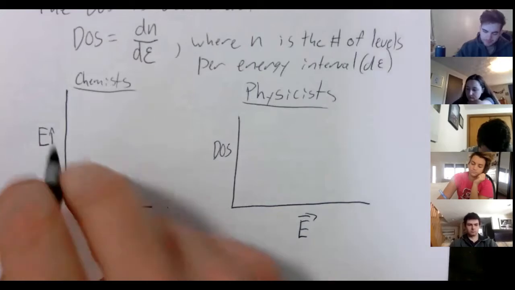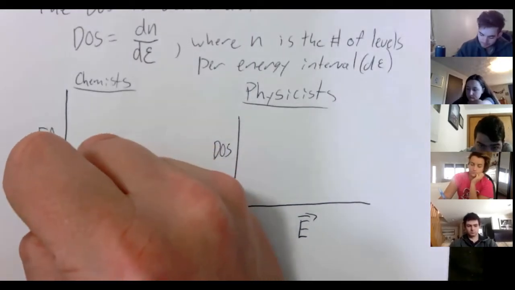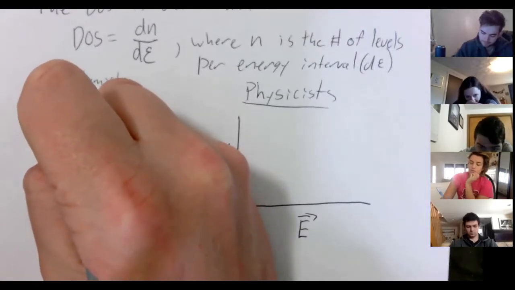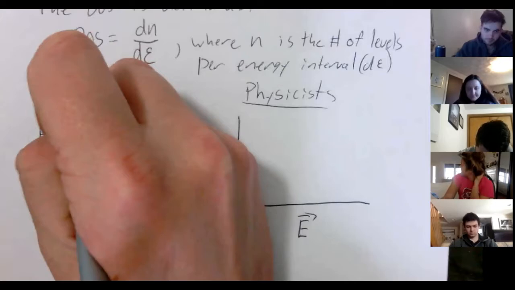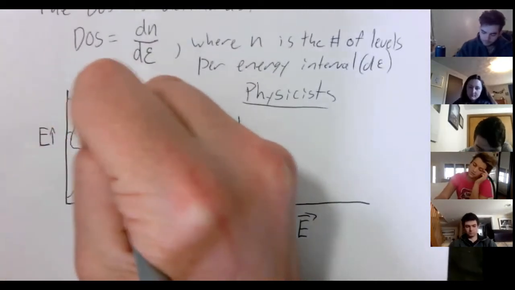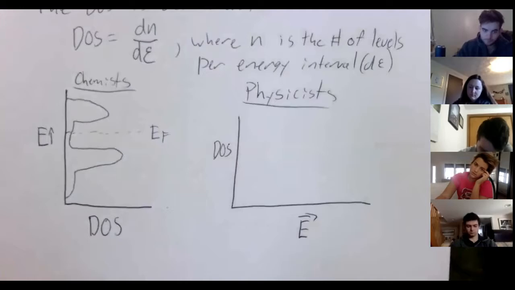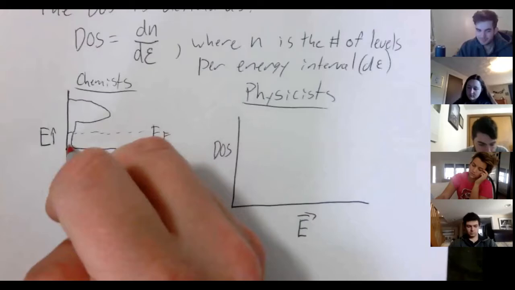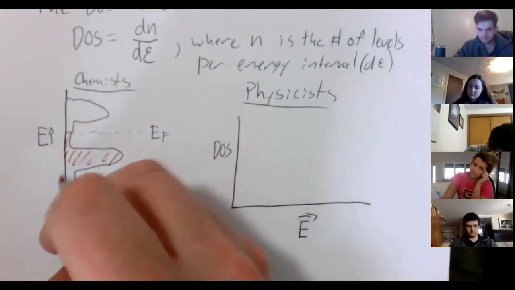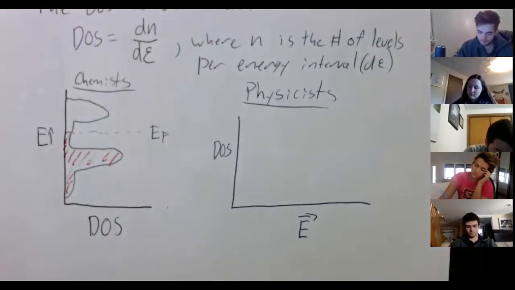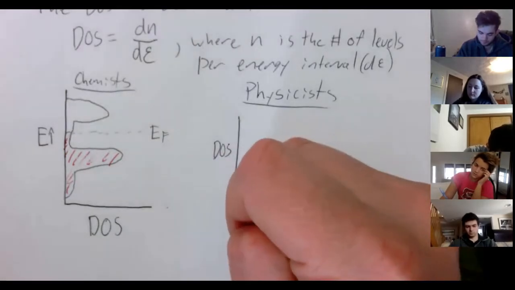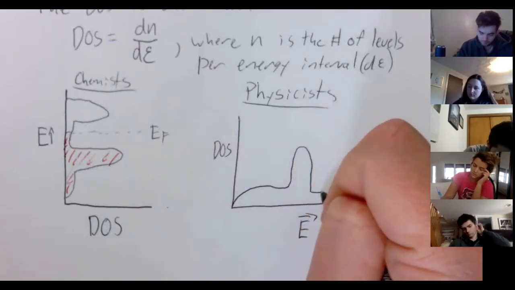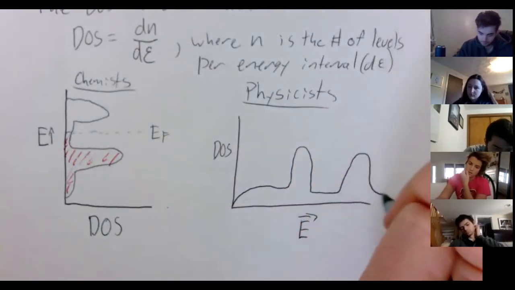What happens is we're going to try to draw these same two functions, where we indicate the Fermi level and everything below that Fermi level is full. But physicists, they like to do this. I'm trying to draw the same function here, but it's not working out great.